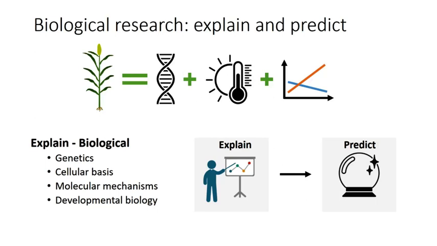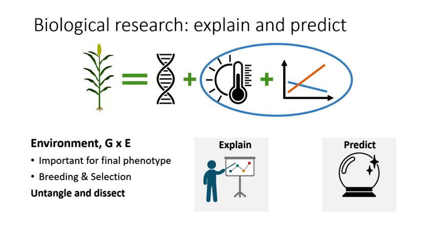There's another component for explaining. I call that in a biological way. And this is most focused on the genotype part. We usually try to explain the genotype by looking at the genetics, the cellular basis, or molecular mechanisms, or even in developmental biology aspects. And with this information, that helps us to explain the plant phenotype better, and using that information would help us to do better predictions.